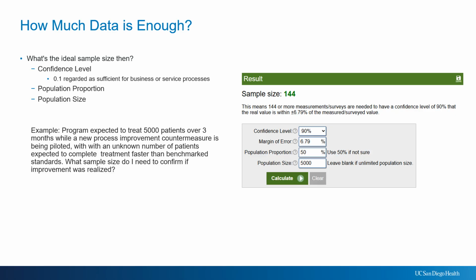The next step is easy. Find the sample size calculator and enter the confidence level, population proportion, and population size again, as well as your calculated margin of error. Voila! Now you know the sample size for a statistically rigorous observation plan or measurement plan. But what if that's actually still a lot and not really feasible?